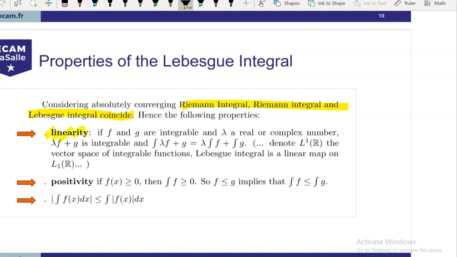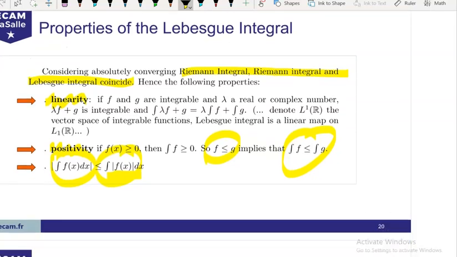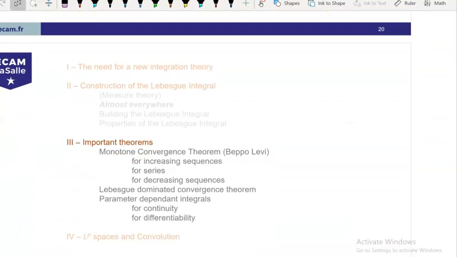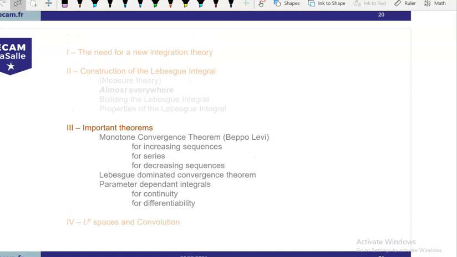You've got linearity, as always: the integral of the sum is the sum of the integrals. You've got positivity: the integral of a positive function is positive. In particular, it means that if you've got two functions that are ordered, even ordered almost everywhere, then their integrals are ordered. And as a consequence of the previous one, if your integral is absolutely converging, meaning the integral of the absolute value is finite, then the absolute value of the integral is finite. Okay, so we will begin our important theorems next section.